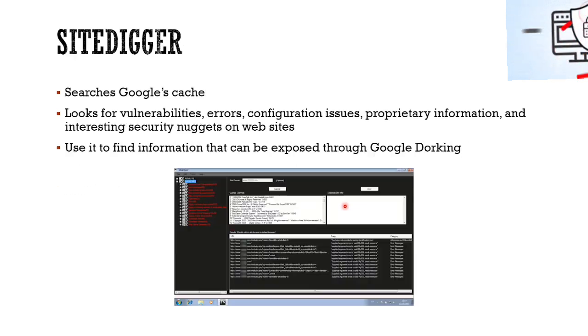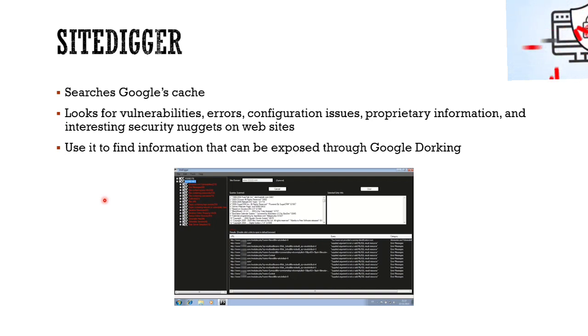So here's a tool called SiteDigger. It searches Google's cache. You know, when you do a Google search, Google will cache the information. Like if there's a page, sometimes that page gets taken down, but you can look at the Google cache to see what it was before. This tool, SiteDigger, might help turn up vulnerabilities and errors and configuration problems, proprietary information, or any security nuggets on the websites we're going after.